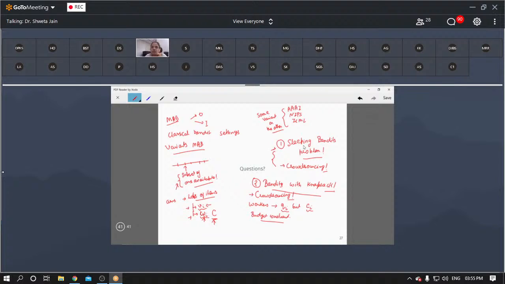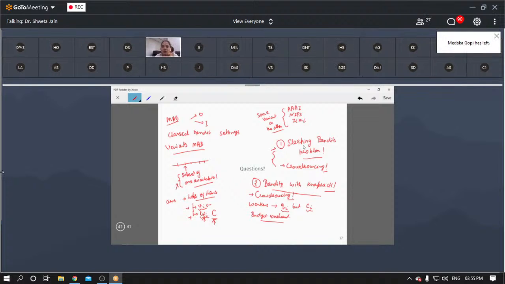Right, so then it's bandits with knapsack. Again, our original formulation, the UCB kind of algorithm, doesn't work. You have to tweak the algorithm in such a way that you capture both qualities and costs, and the constraint is also satisfied.